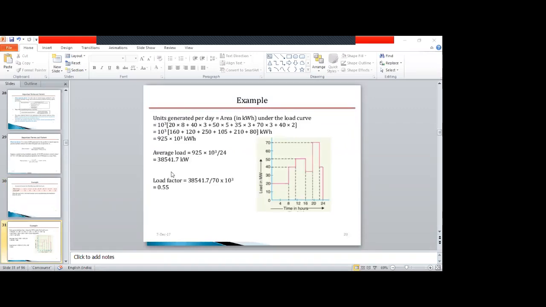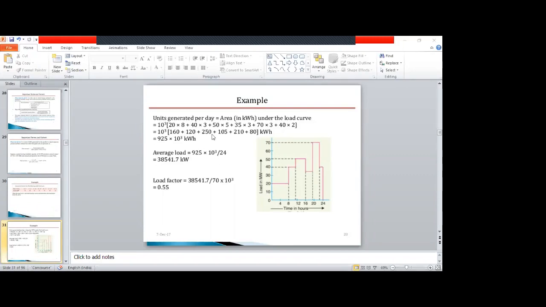In order to calculate the load factor, which is the ratio of average load divided by maximum demand, the average load can be calculated from the load curve. The area of the load curve will represent the average load, or how much units are being generated. These units generated can be obtained from the load curve. So you have plotted this load curve from the given data.